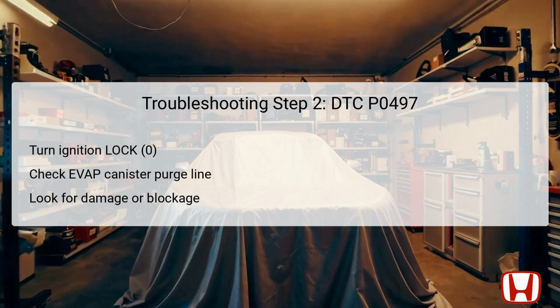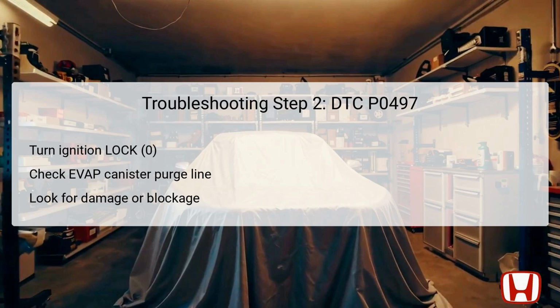In the second step of troubleshooting DTC P0497, it's essential to visually check the EVAP canister purge line. Begin by turning the ignition switch to the lock position, which completely powers down the vehicle's electrical components.